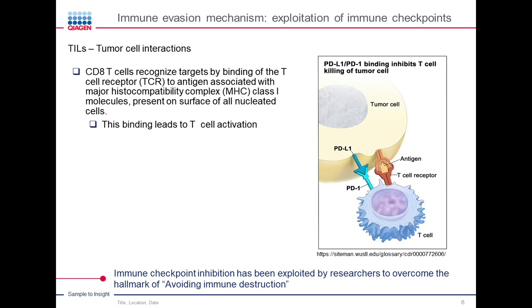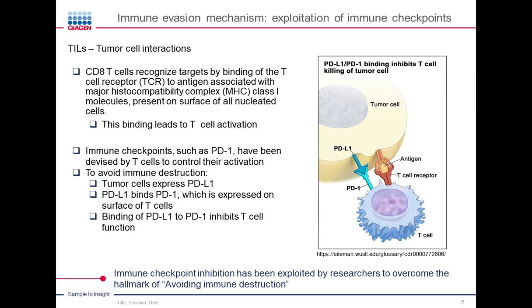The interaction between these two different types of cells through the T cell receptor will lead to the activation of T cells. However, we know that immune checkpoints such as PD-1 have been devised by T cells to control their activation. T cells do not want to remain in a constant activated state, so they've devised these mechanisms of immune checkpoints such as PD-1 to control their activation.